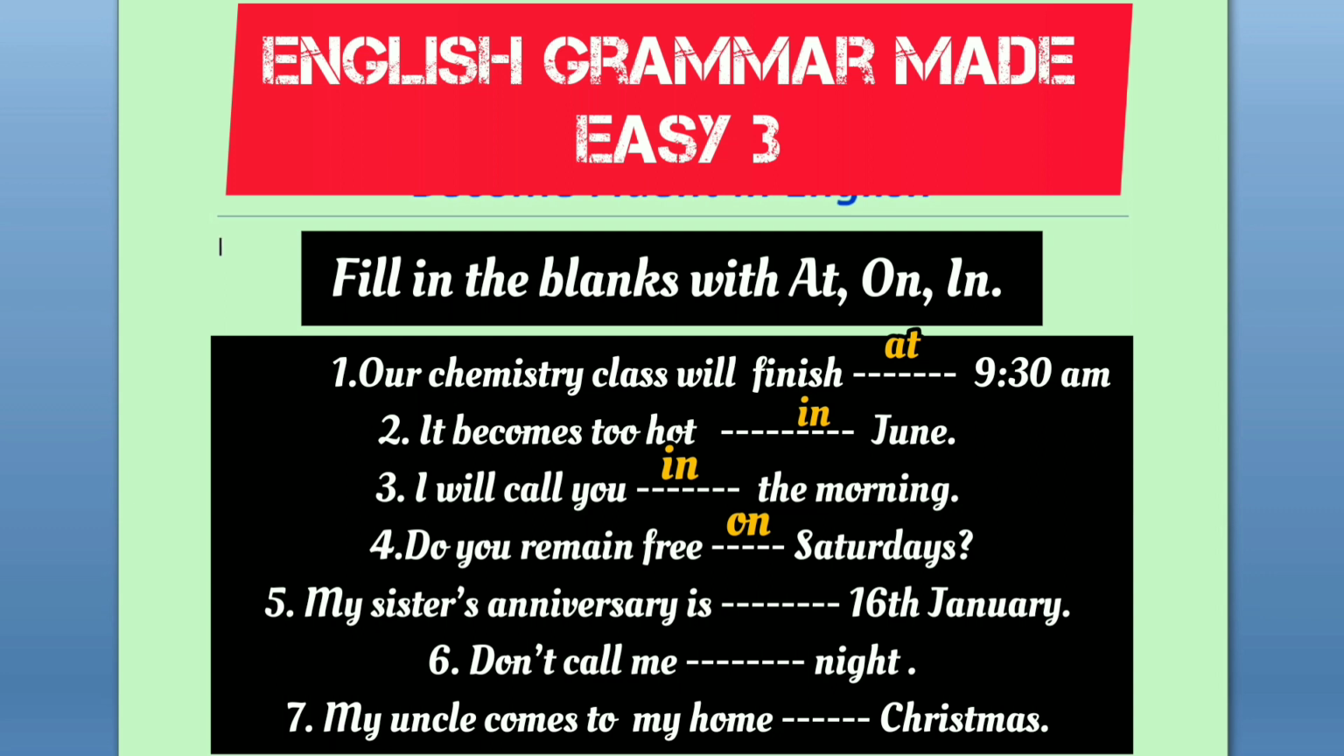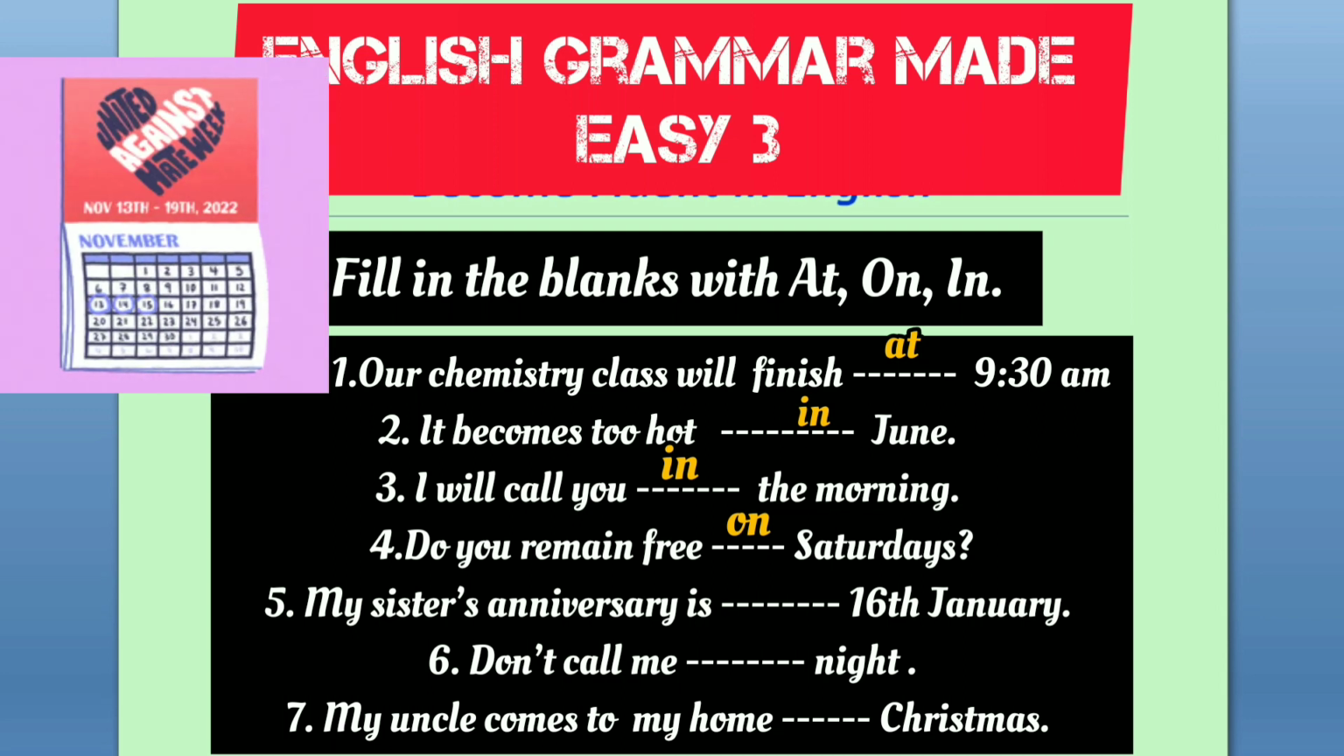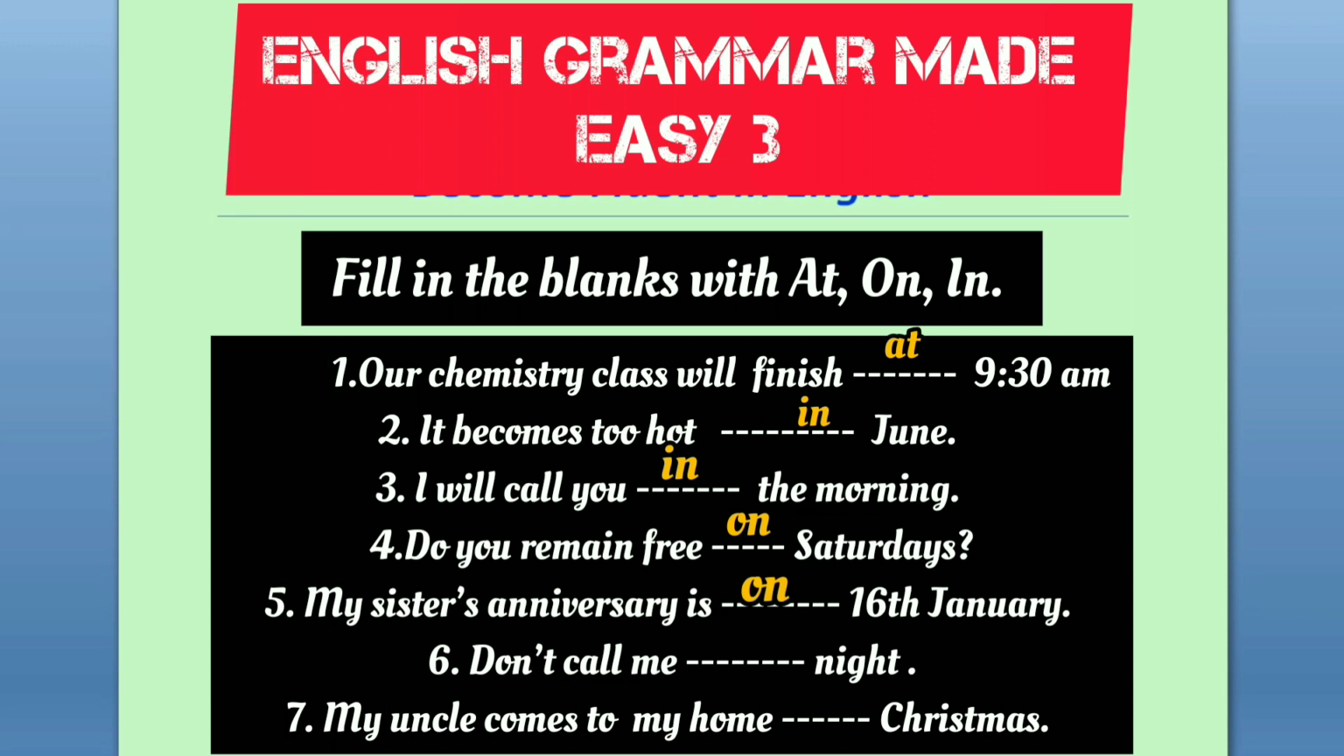The next example, as you see on your screen: my sister's anniversary is dash 16th January. Most of the people get confused here. They think that yes, a particular month is mentioned, so I have to use in, because before month we use in. But here I'm not talking about a month, I'm talking about a date. When you're talking about a date, as I already mentioned, we use on. You have to consider that it's a date. So before that we use on. My sister's anniversary is on 16th January.